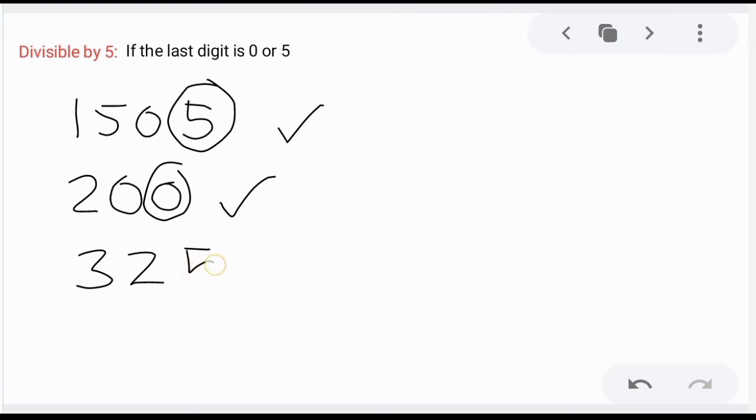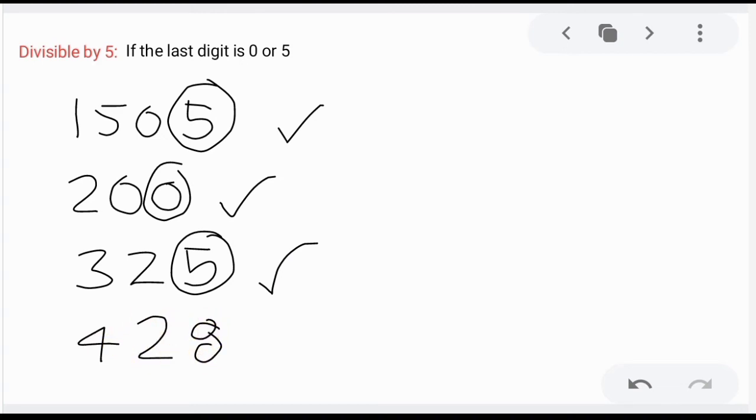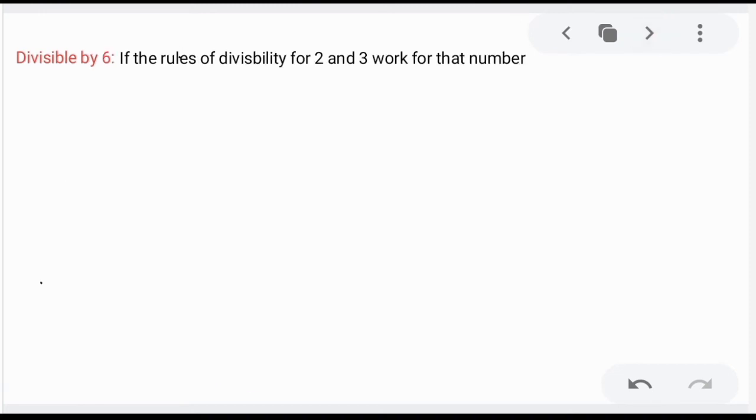Let's try 325. The last digit is 5. Then, let's have 428. The last digit is not 5 or 0. Therefore, it is not divisible by 5.